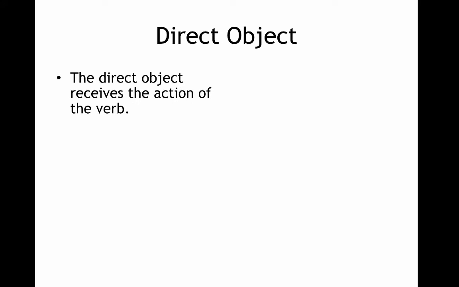Now, how do I diagram a direct object? Well, let's talk about what a direct object is first. A direct object receives the action of the verb. It's going to be a noun and it receives the action. So in this case, the player hit the ball. Well, player is my subject. That's a noun. Hit's going to be part of my predicate. That's the verb. What is the word ball? Well, ball's a noun, but it receives the action of the verb. So it's a direct object.